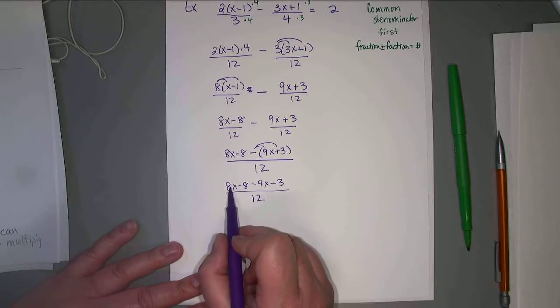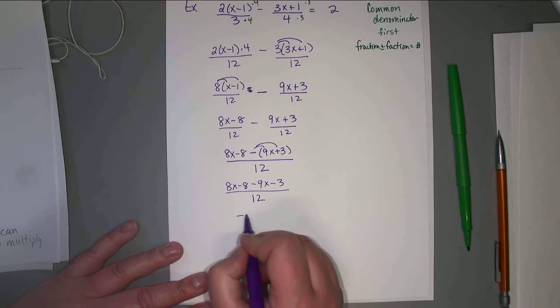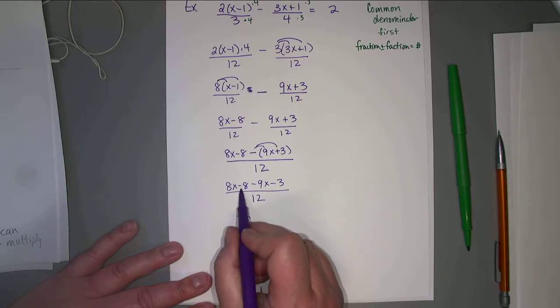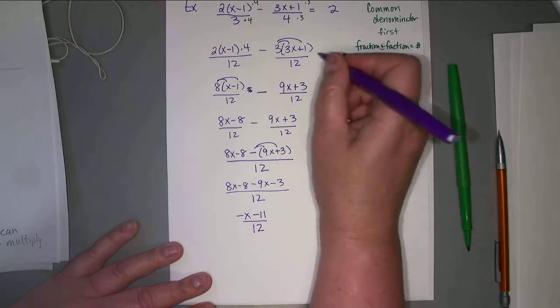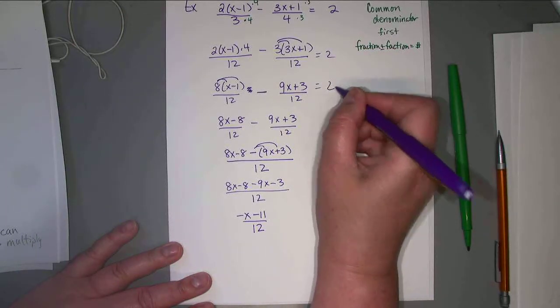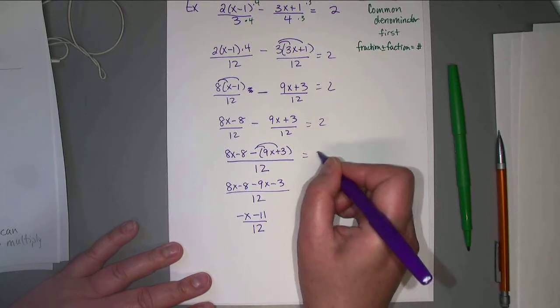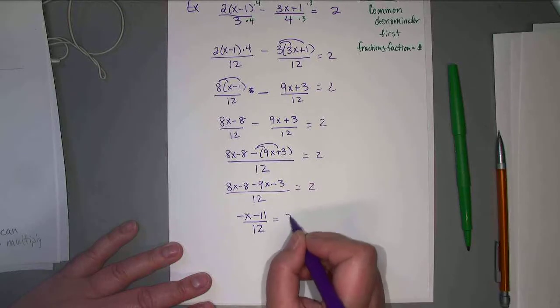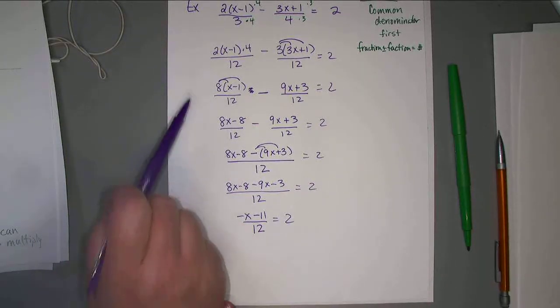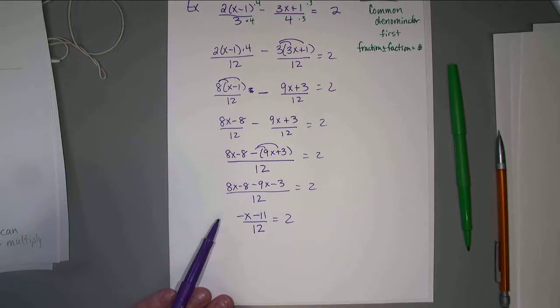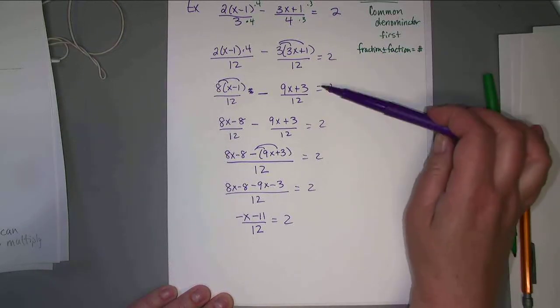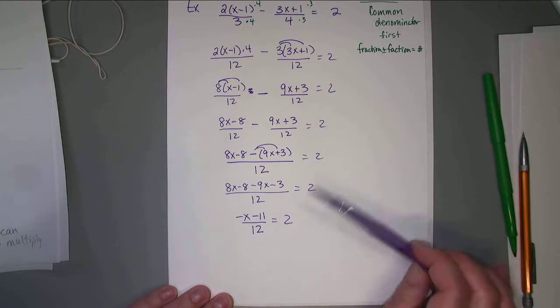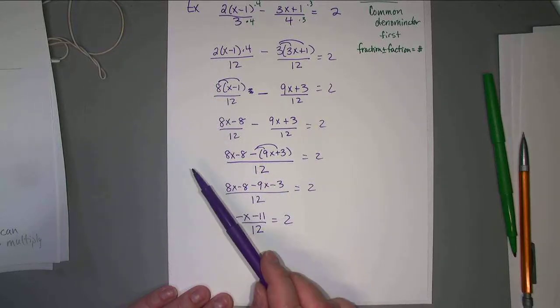So now in the numerator, on the top of this fraction, we have 8x minus 9x is minus x. Minus 8 minus 3 is minus 11 over 12. Now the other side, all the way down, we had a 2. Notice I don't have equal signs on this side. There's only one equal sign on each line when you're writing math, and our equal sign is in the equation itself, so we wouldn't put it in the front, we just write one line under the other.